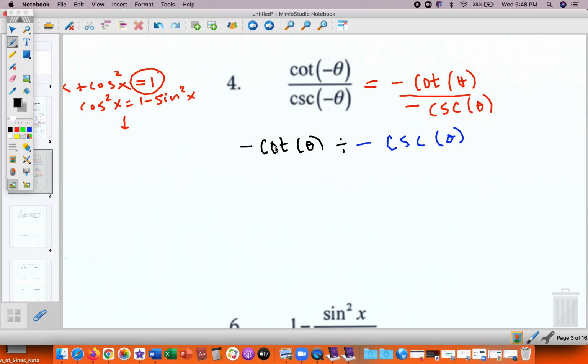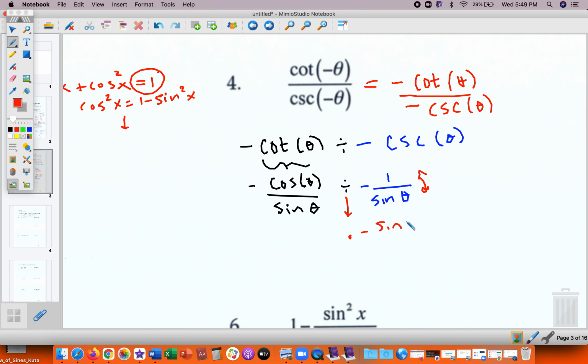On the left, I want to work with sine and cosine. So I'm going to replace cotan with cos over sine. I'm going to replace cosecant with 1 over sine. We can change division to multiplication, and we'll flip the fraction on the right. So we have negative sine theta over 1 times negative cos theta over sine theta.